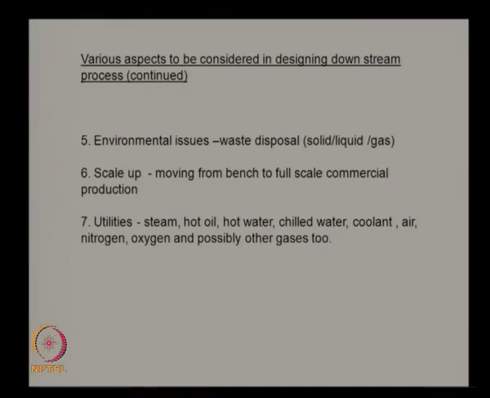Depending upon the type of downstream you are doing, you need to decide what type of utilities are required, and utilities add to the overall operating cost. So how efficiently can I do this so that my overall operating cost is always low? You need to consider the use of utilities from that angle as well, and minimize the use of utilities so that your operating cost is less. So all these aspects need to be considered when you are doing a design of a downstream unit.